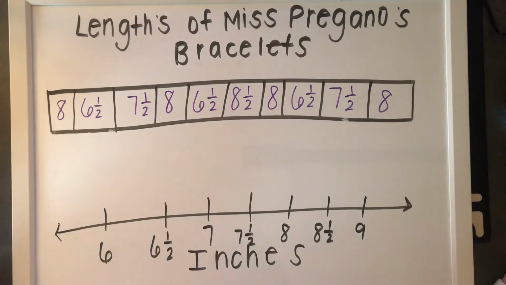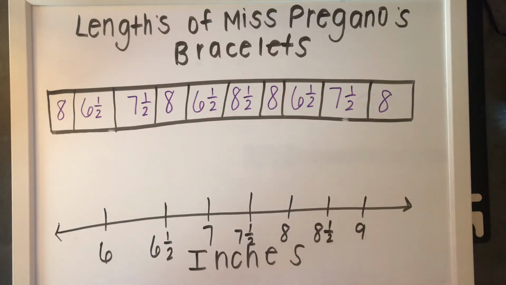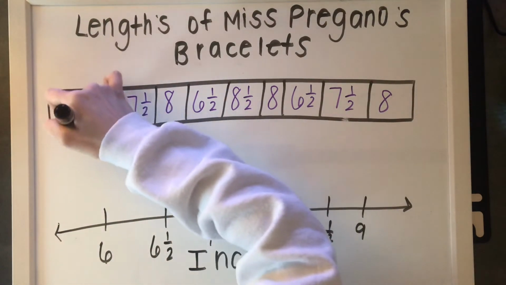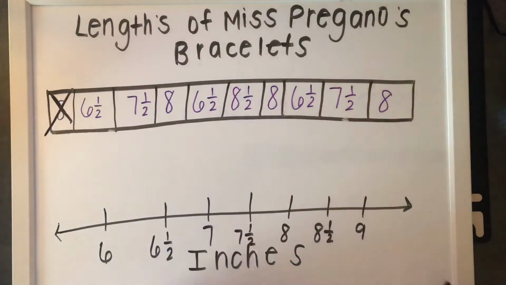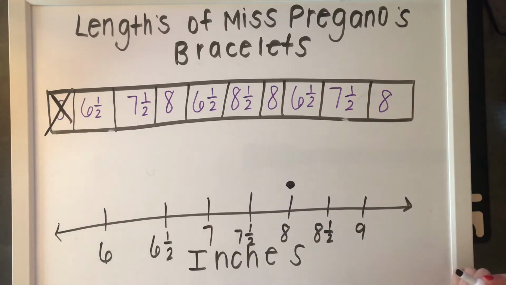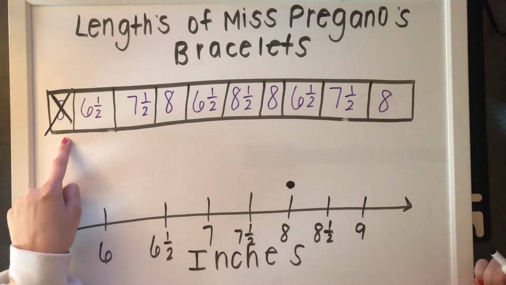So the first thing that you're going to do, if you're plotting numbers, is go through your set of data one at a time to plot them on the line plot. If I look at this, my first number is 8, which means 8 inches. We're talking about lengths of bracelets. So I'm going to put a point over 8 inches, and I make sure that I cross it out so that I don't mix up which numbers I've already done and which ones I still have to do.